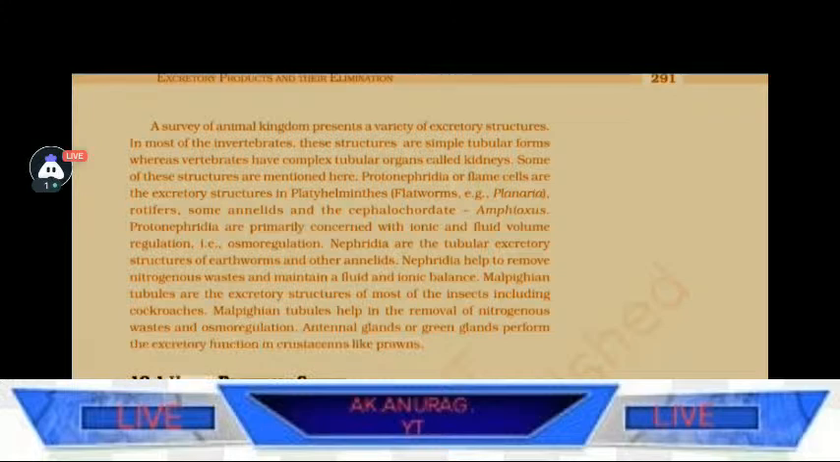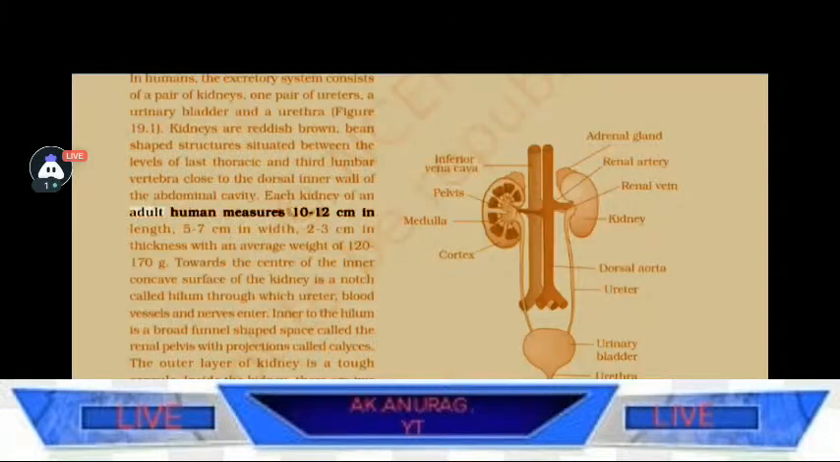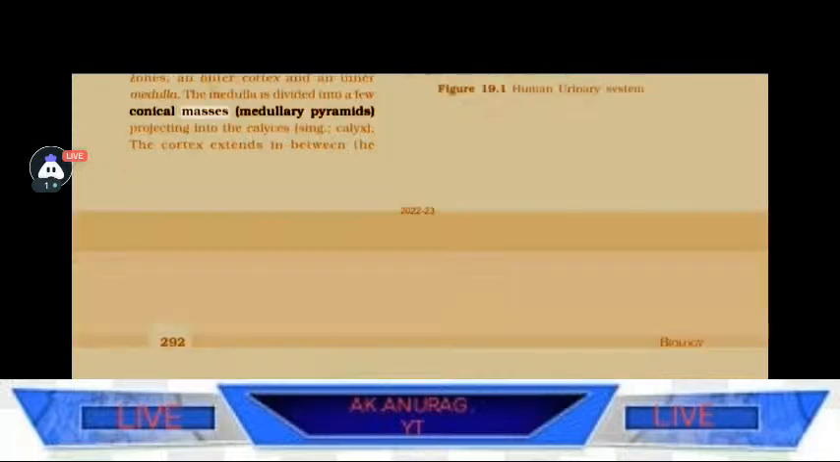19.1 Human excretory system. The kidney of an adult human measures in thickness with an average weight of 120-170 g towards the center of the inner concave surface. The outer layer of kidney is a tough capsule. Medullary pyramids project into the calyces, calyx. The cortex extends in between the pyramids. Figure 19.1 Human urinary system.